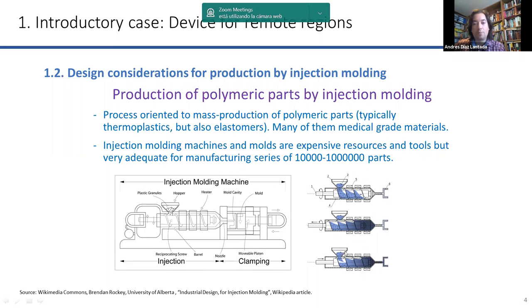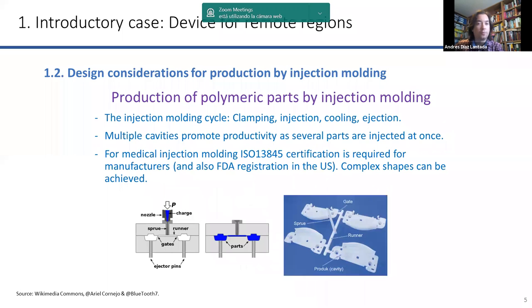So here you can see the process, and then through the injection molding, you can obtain parts, somehow complex in many cases, and you can produce thousands or hundreds of thousands of components for systematic testing, for systematic commercialization.